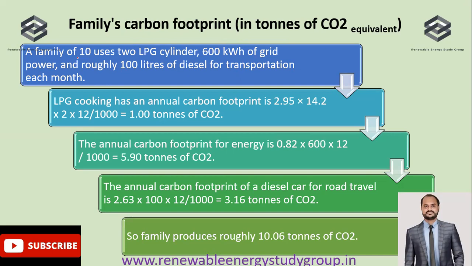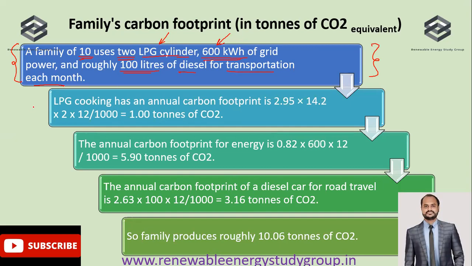So let's say a family of 10 members is considered, who is using 2 LPG cylinders on a monthly basis and also utilizing 600 kilowatt hours of grid electricity or power. Roughly 100 liters of diesel will be required for transportation each month. So this is the exact requirement of an individual family, or generally most of the families we can identify, of 10 members who are using 2 LPG cylinders, 600 kilowatt hours of grid electricity, and roughly 100 liters of diesel for the transportation services. Now we have to consider these factors, convert them into CO2 emission terminology, and calculate the carbon footprint.